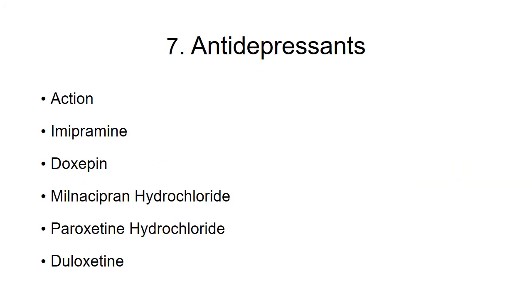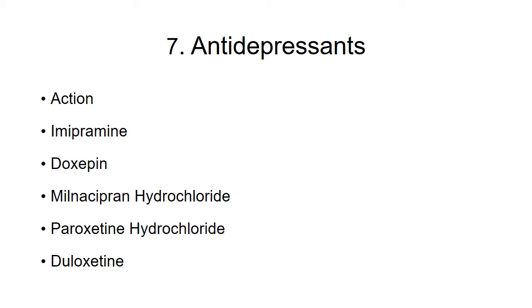Comes the antidepressants. Antidepressants action is that it causes depression of the bladder contractions and it increases the outlet resistance. The only risk is that it produces obstruction in men in the old age with benign prostatic hypertrophy. Second drug is imipramine. The first drug is imipramine, which is a tricyclic antidepressant. Dosage is 25 mg TDS.